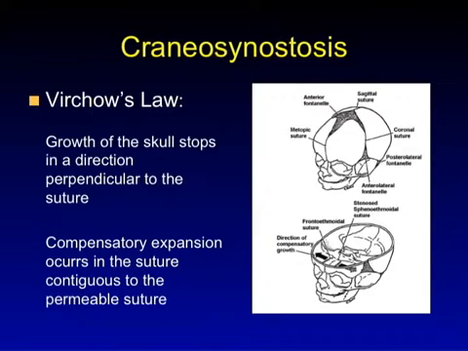So Virchow's law for craniosynostosis says that the growth of the skull stops in a direction perpendicular to the suture. And there's compensatory expansion in the suture contiguous to the permeable suture. So if there's a stenosed sphenoethmoidal suture here, the direction of growth would be this way. And if it was this way, then the direction of growth would be parallel to that, contiguous to the permeable suture.